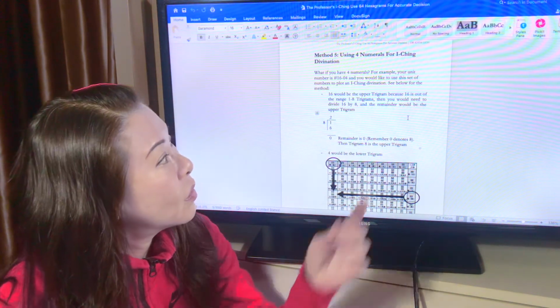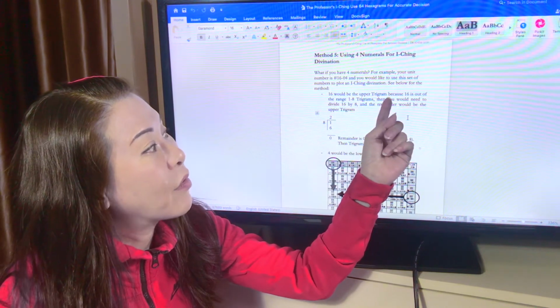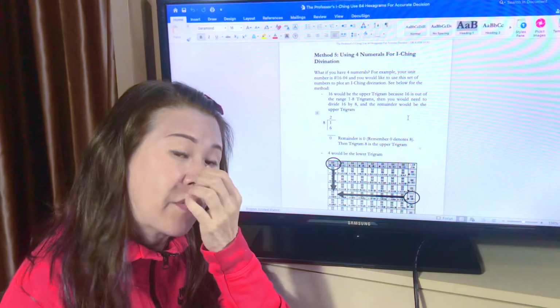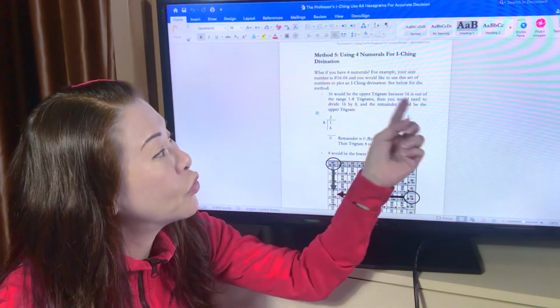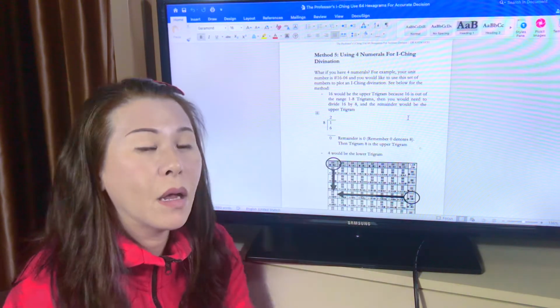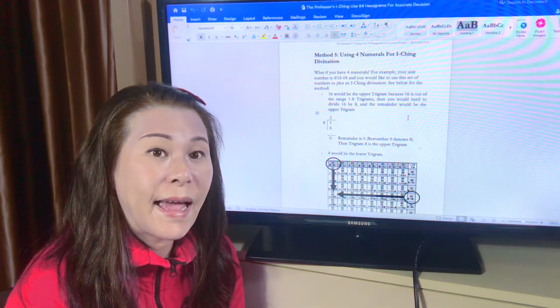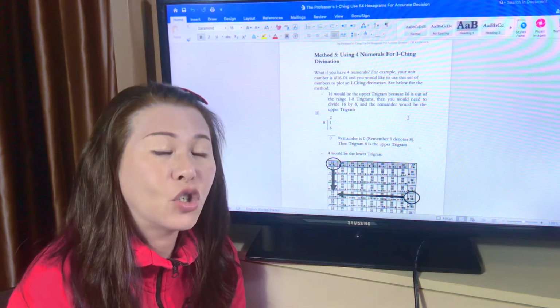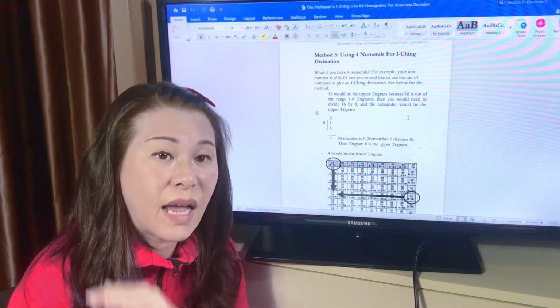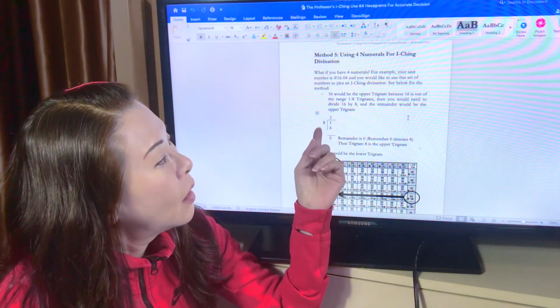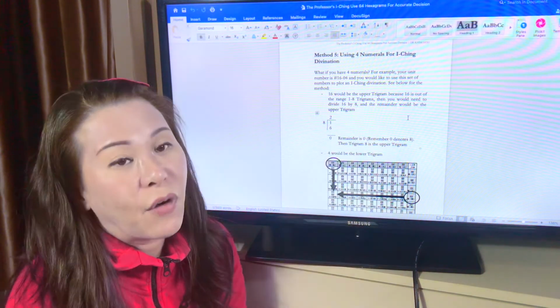So 16 would be the upper trigram because 16 is out of the range, right? Because we only have 8 trigrams, 1 to 8. So what would you need to do? You need to use 16 divided by 8. Why did you not divide by 6? You divide by 8 because there are 8 trigrams. For changing line, you divide by 6 because there are 6 lines in one trigram. So the remainder would be the upper trigram.